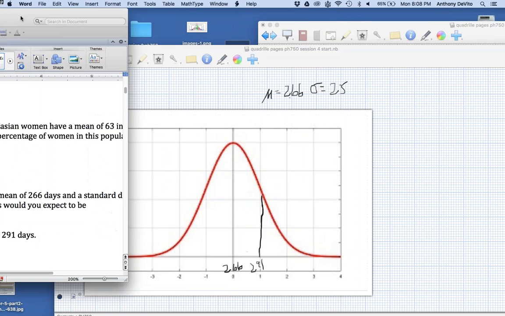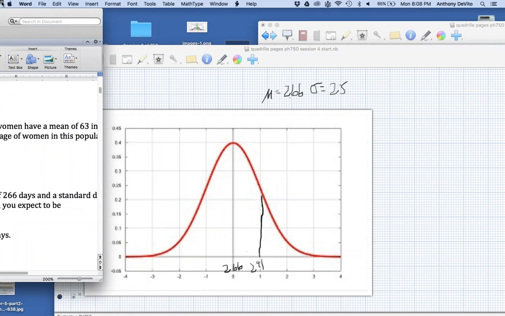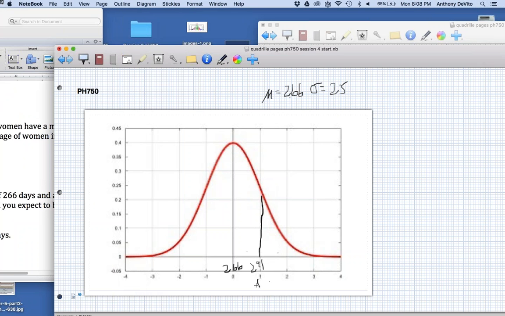And what are we looking for here? We're looking for greater than 291. So we know that 291 represents 1 standard deviation above the mean. Between 1 standard deviation above the mean and 1 standard deviation below the mean, what's this area in here? 68%. So this represents 34%, and this represents 34%. I know that everything from here to the right is 50% because it's symmetrical. So how much does that leave for this?